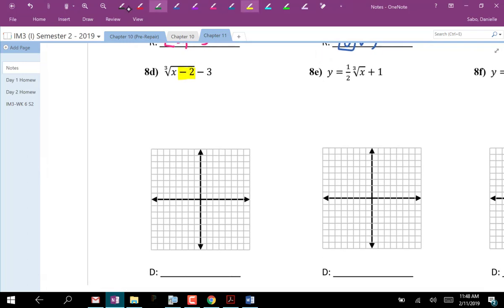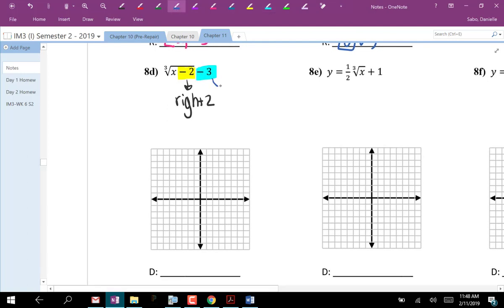What does this negative 2 mean? Right 2. What does this negative 3 mean? Down 3. Very good. So that's where your point's at. Let's graph that. Right 2, down 1, 2, 3. That's my point. That's huge. That point is like the main point.